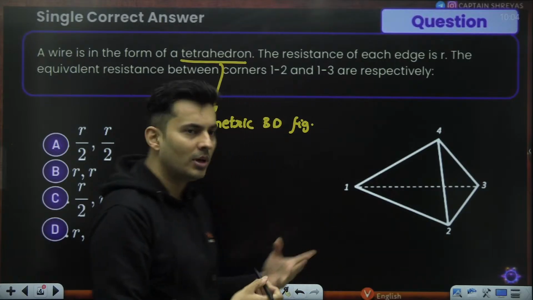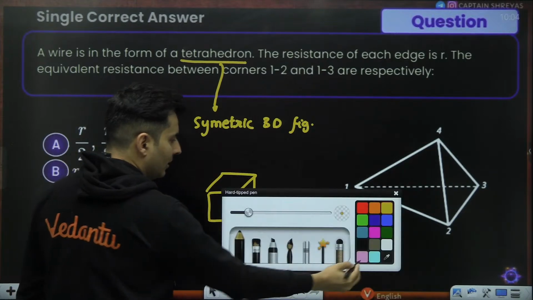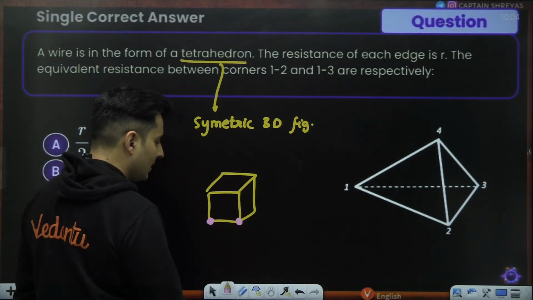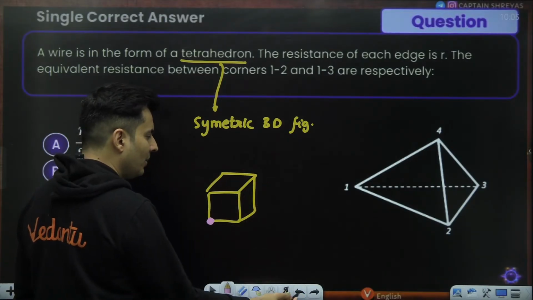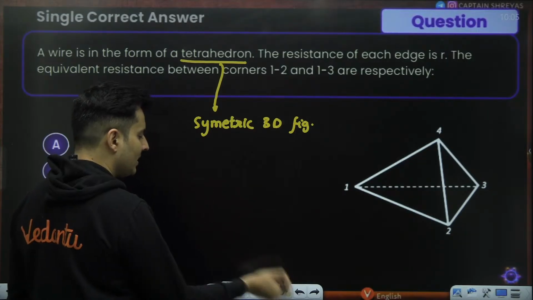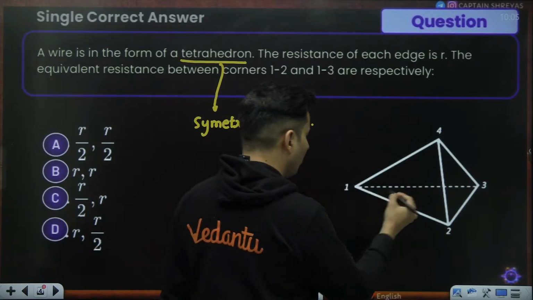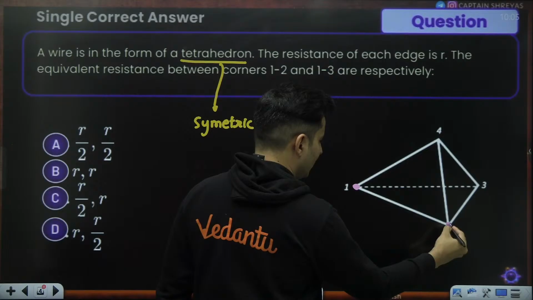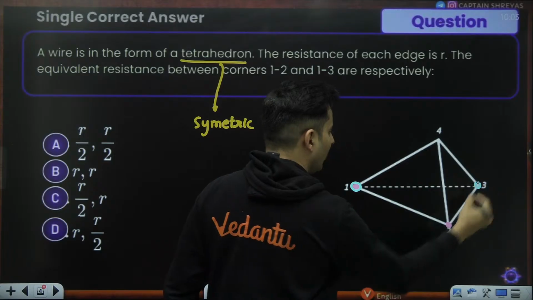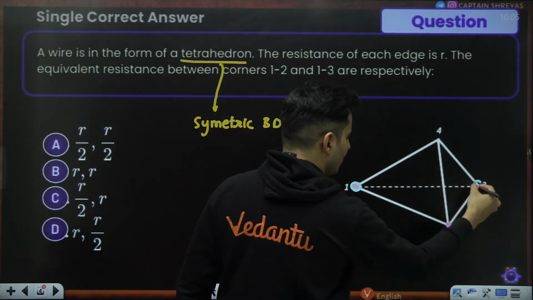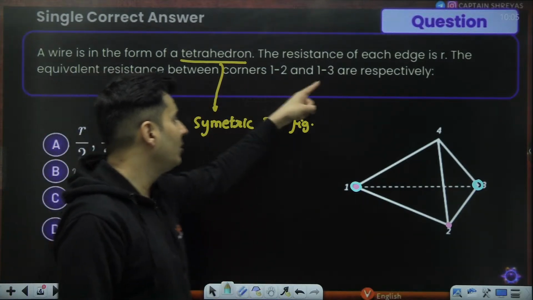It's not like a cube. In a cube, the resistance between these 2 points is different than between these 2 points, because all the points are not identical. You will find different paths and different resistances across them. But that is not the case over here. The moment I choose this point and this point, or any other pair, it is one and the same thing, guys. So the resistances should be the same for 1 and 2 and 1 and 3.